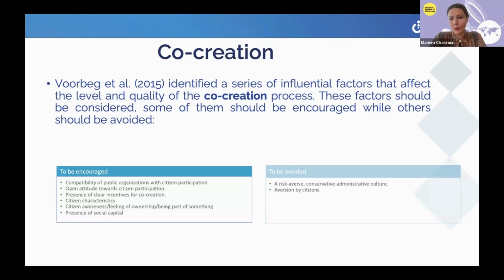What we need to avoid in the co-creation process is this conservative administrative culture. It means that when an organization is afraid to share ideas, to experiment, to test new solutions, or to be transparent about the decision-making process, citizens and stakeholders can be disengaged.